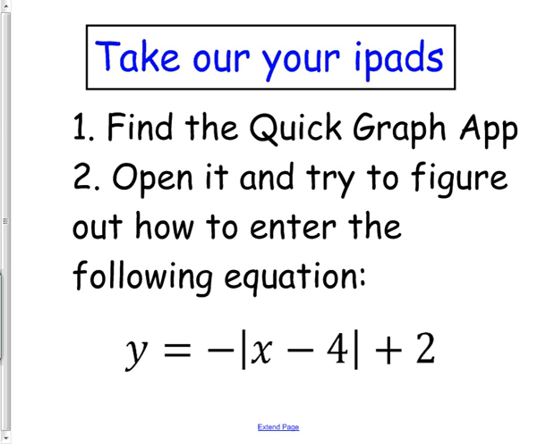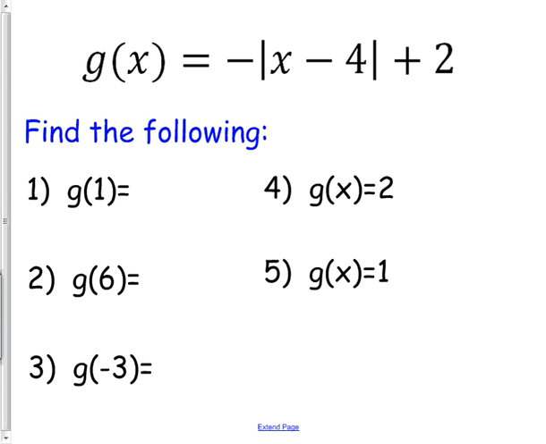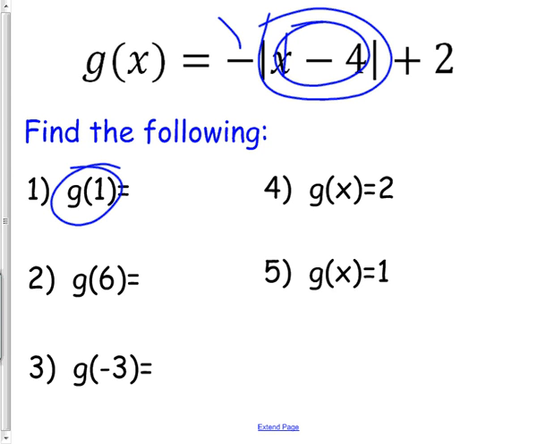All right. That's some iPad kind of stuff. All right. If we had to do this, g of 1, it'd be very simple. I just stick in a 1 for x. They told me x. If x is 1, do it in your head. Did you get a small negative number? Good. You stick in a 1 here, and you just get 1 minus 4 is negative 3, but then the absolute value of that is positive 3. But then you make it negative again, so it's negative 3 plus 2, which makes negative 1. So the answer is negative 1.